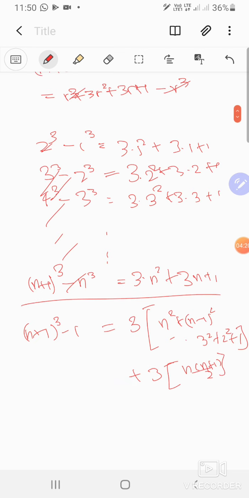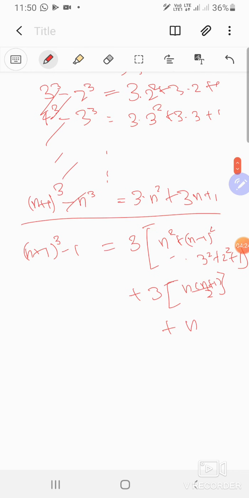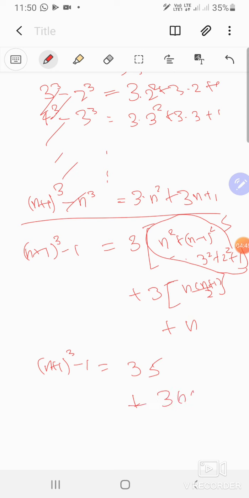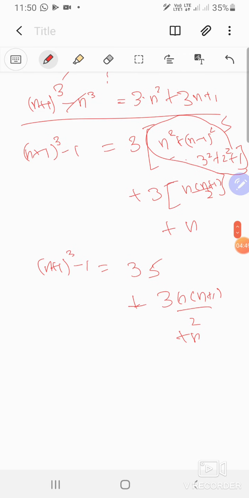I think n of them, so plus n, right? So now we just need to deal with this algebra. Call this thing which we want to find as s. So we'll have n plus 1 cubed minus 1 is equal to 3s plus 3 into this thing, so 3n into n plus 1 upon 2 plus n. All right, what's this supposed to be?